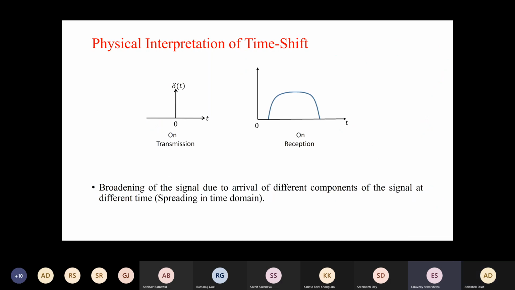Yeah, so this also, an impulse gets broadened if there are different components of the impulse that are arriving at different time instances.